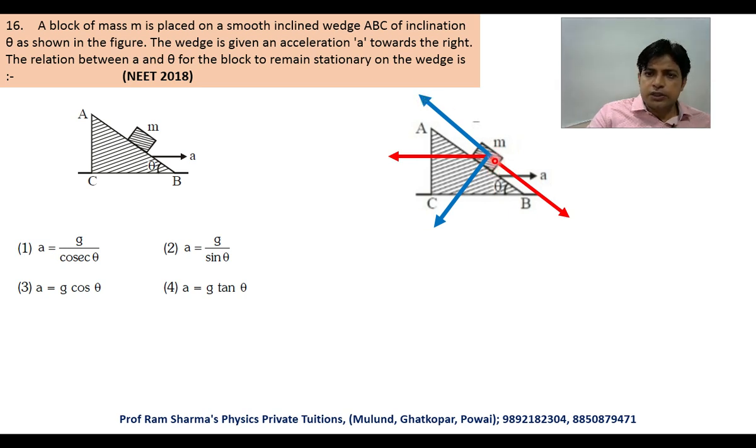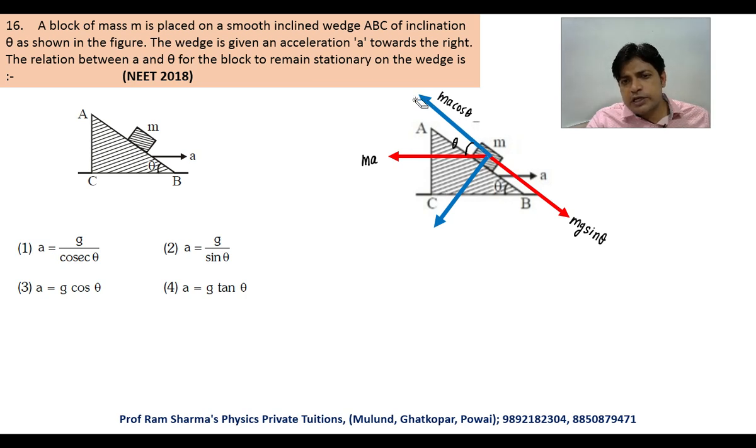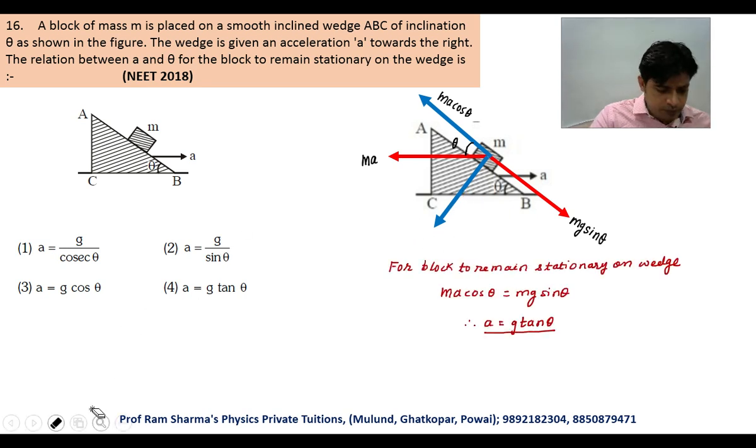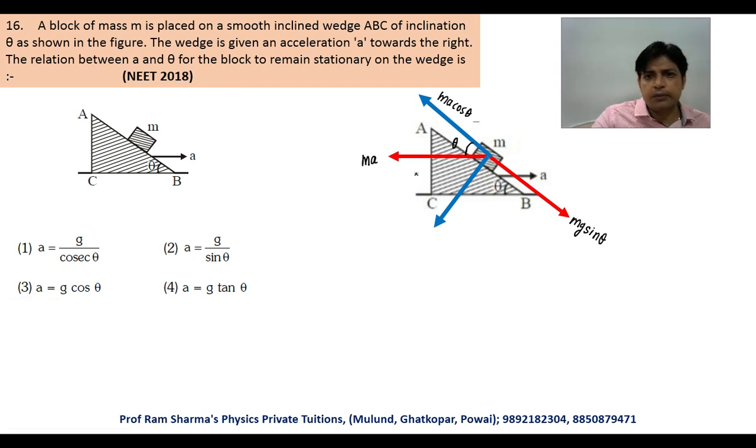Okay, so this is nothing but mg. I'll just show everything here, all the forces I'll draw. So this is nothing but mg sin theta. This is nothing but ma, and if this angle is theta, this angle will also be theta, right? And ma can be resolved into two components, ma cos theta and ma sin theta. Yeah, this is ma cos theta and this is ma sin theta.